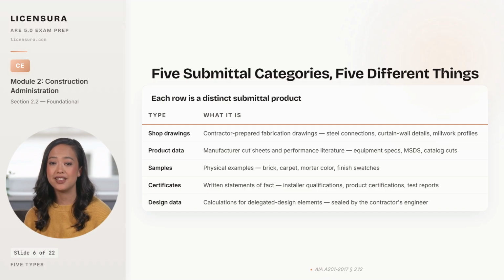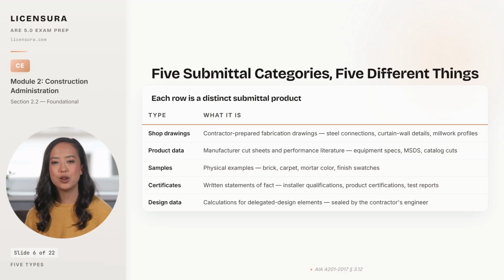Samples are physical pieces of the work, such as a brick, a carpet swatch, a mortar color sample, or a finish chip that you can hold in your hand and judge against the design intent. Certificates are written statements of fact, including installer qualifications, product compliance certifications, and test reports that prove a condition was met without requiring the architect to verify it personally. And design data is the calculation set for any delegated design element, sealed by the contractor's engineer, not by you.